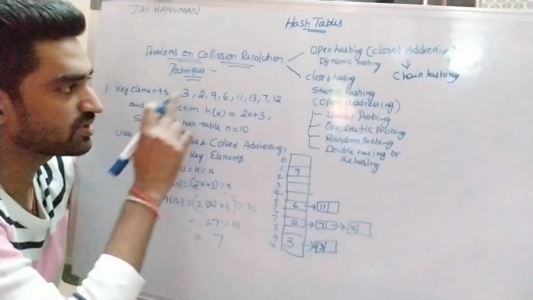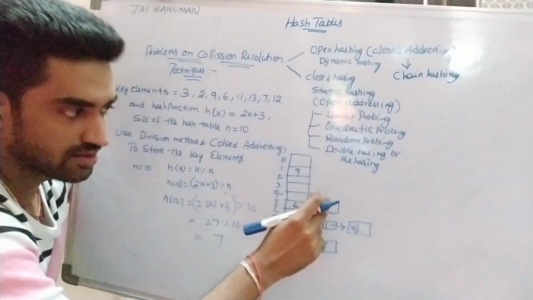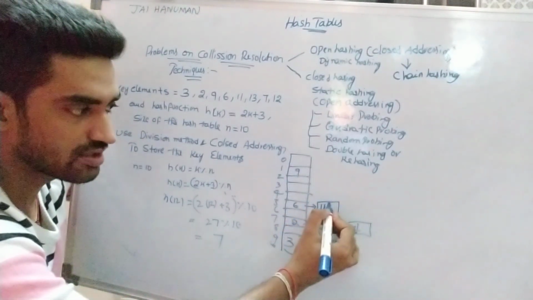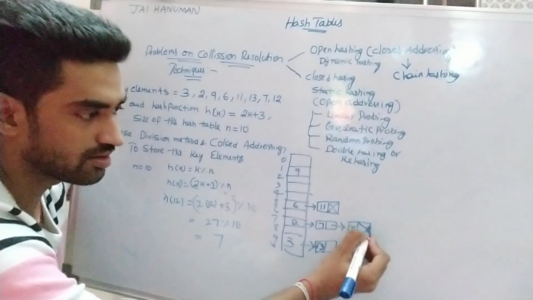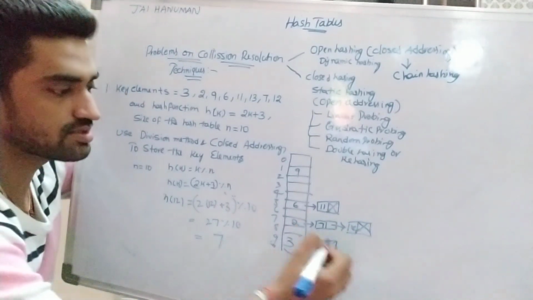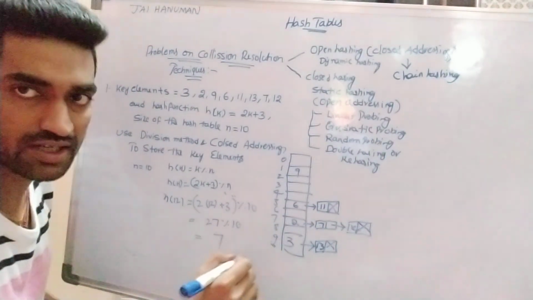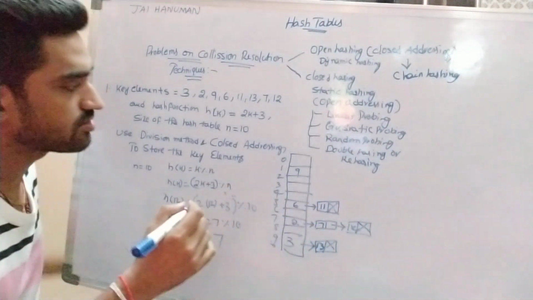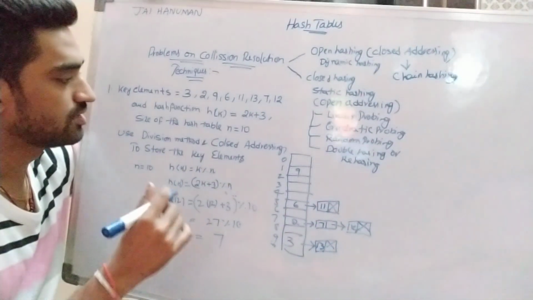Right? So after completion of the entire process, the link part of the last node is always set to null. Right? So this is one problem related to problems on collision resolution techniques. So here I am taking one more problem.